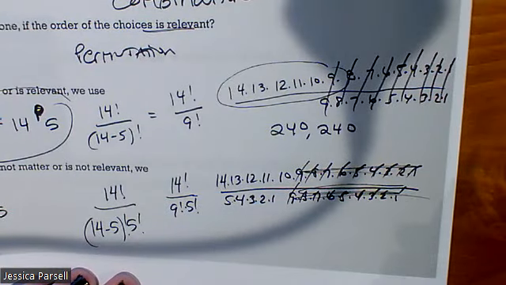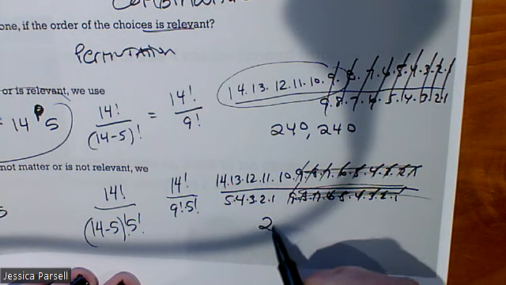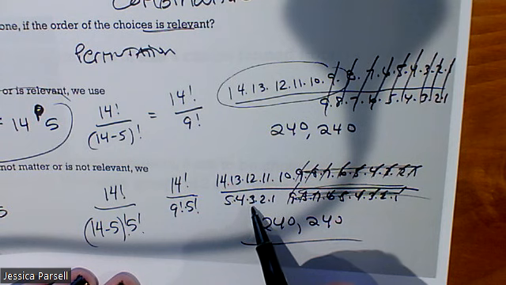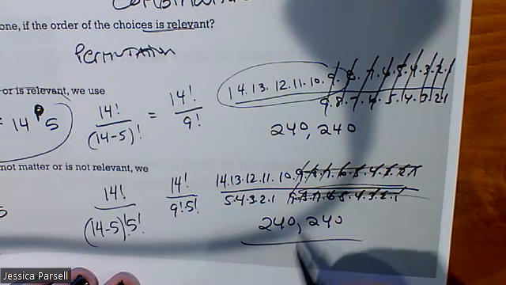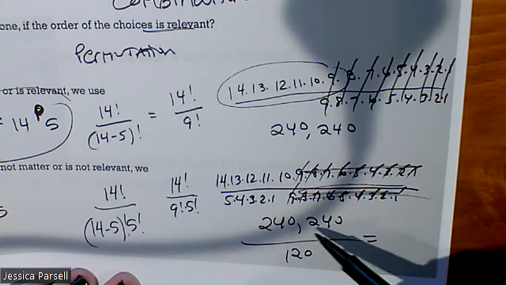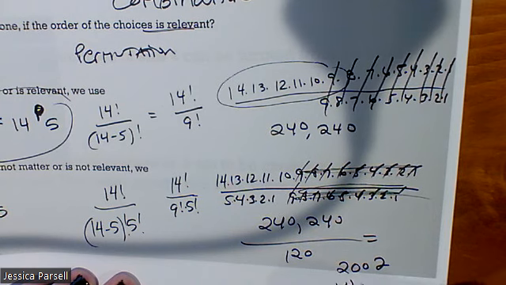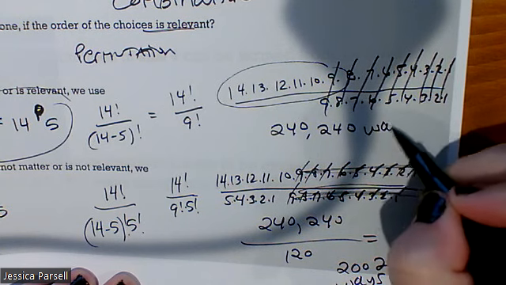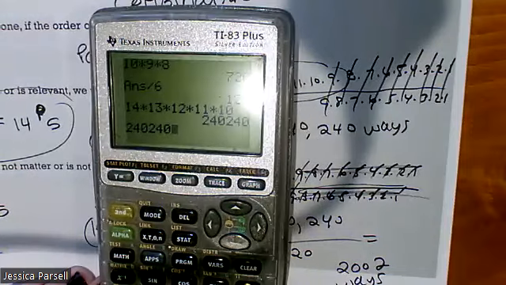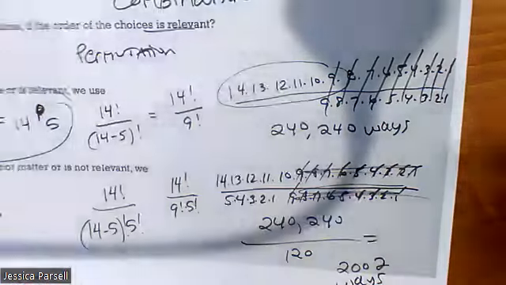Now, if we do the combination, you know that all the 9s are going to cancel all the way down. This one, you still have 14 times 13 times 12 times 11 times 10 up top, which we know is 240,240. Down below, 5 times 4 is 20, times 3 is 60, times 2 is 120. So if we take 240,240 divided by 120, we should get 2002 ways. Some of the problems do get some huge answers, so don't be daunted by that. Just take your time. Try not to get frustrated.